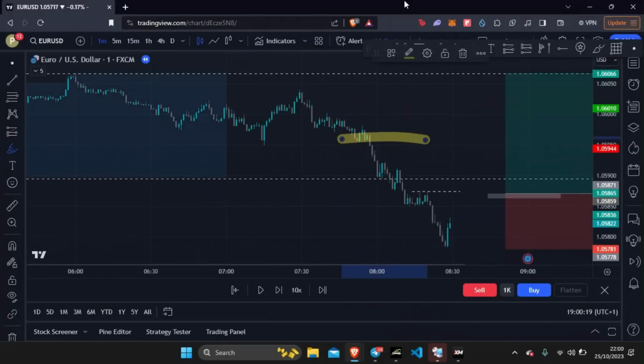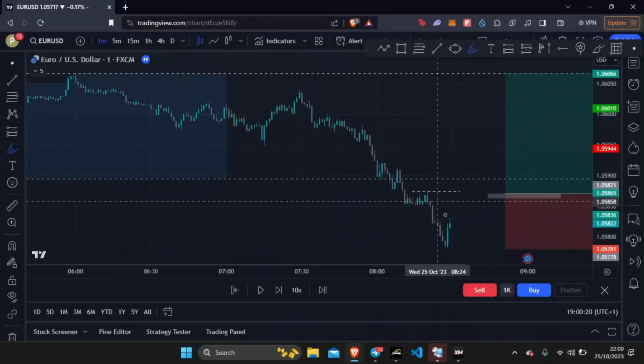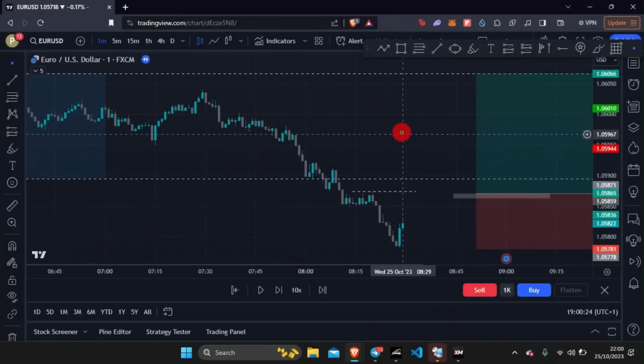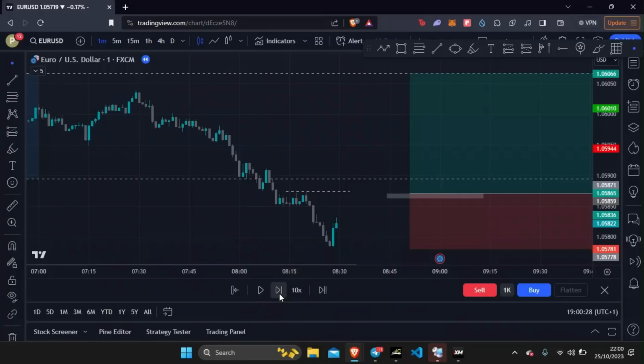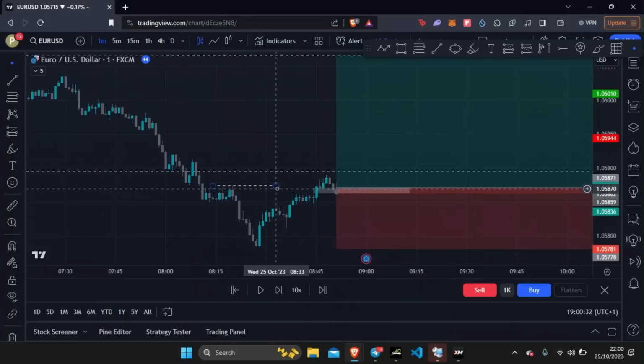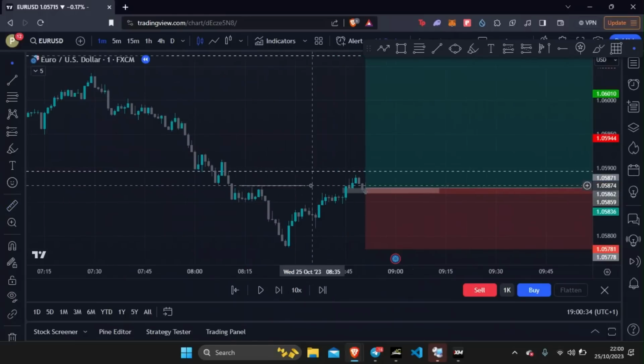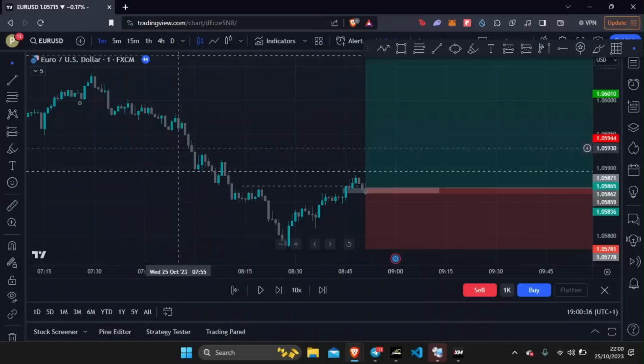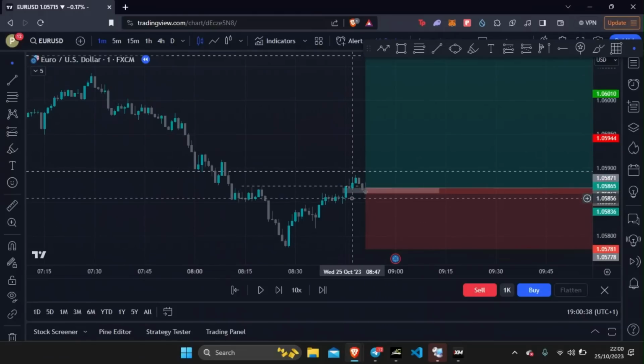So as we can see, we have swept the Asia lows right here. And after the sweep, we're now simply waiting for a market structure shift. And we get that right here. So this was my structural point that I had right there. And from here, market shifted structure.